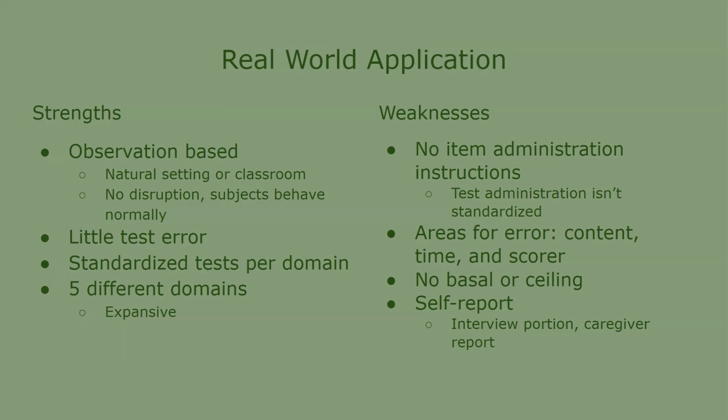It does have more than a few weaknesses though. The checklists themselves are standardized, but the actual item administration doesn't come with instructions. So it doesn't tell the observers how to administer the test, which makes some sense because, like I said, it mostly is observation based, but it just means it's not standardized. So it does create a little room for error. Like I said, there are areas for error: content, time, and score.